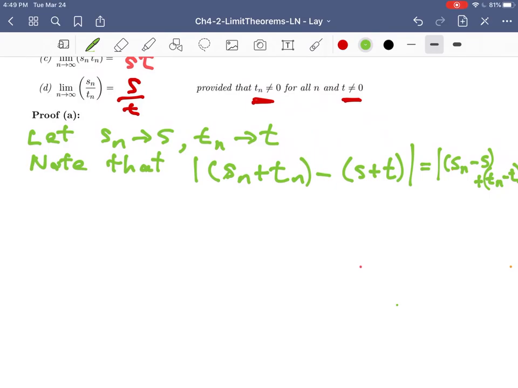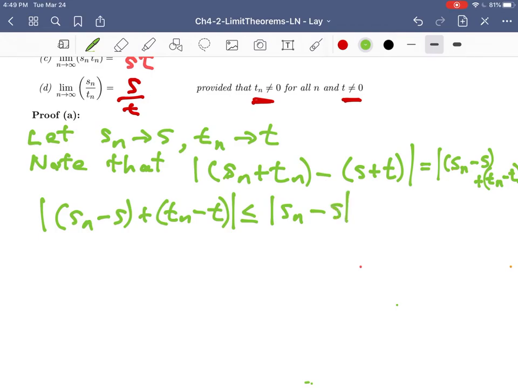So we'll make that quick observation, and not only do we have that, then our triangle inequality would tell us that the absolute value of S sub n minus S plus T sub n minus T should be less than or equal to the sum of the two individual pieces. So that's just a first initial observation that we'll make.